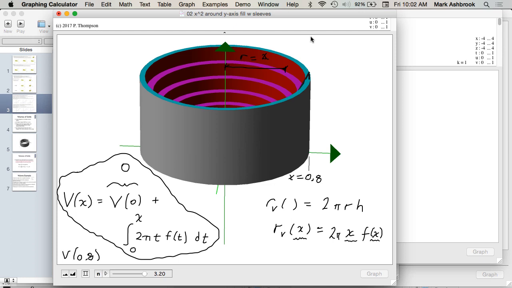Okay, try the bottom of the page. The bottom of the page is the same setup, but now you're going to start with delta y intervals, and we're going to fill the same shell with cylinders that are generated through delta y intervals.